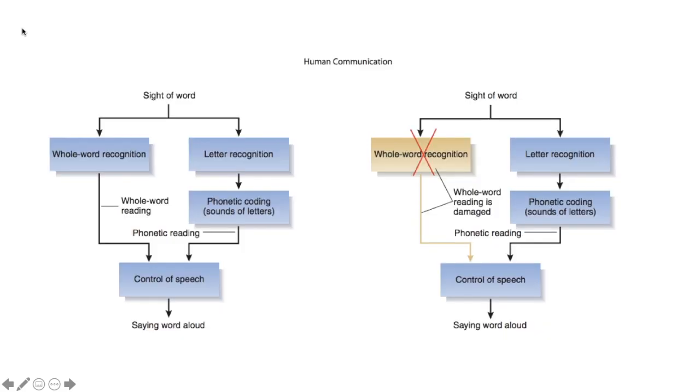Here is a chart of what it will look like for people that do not have dyslexia and for people who do have, in this case, surface dyslexia. And essentially the whole word recognition is not there, it's not working. So the only path they have left is this one, which is recognize a letter, sound it phonetically, and then be able to say the word out loud. So most of us have both systems. We can either sound out a word or we can recognize the word as a whole.